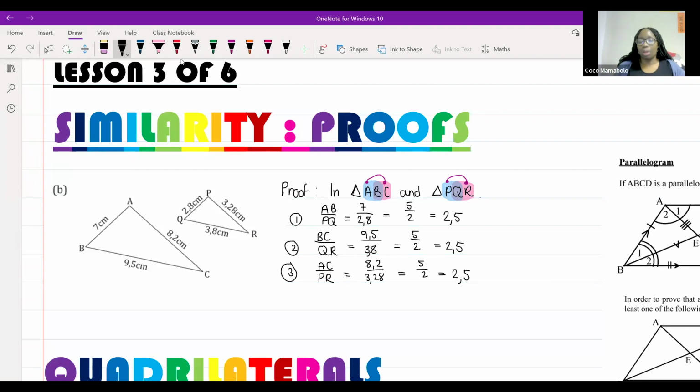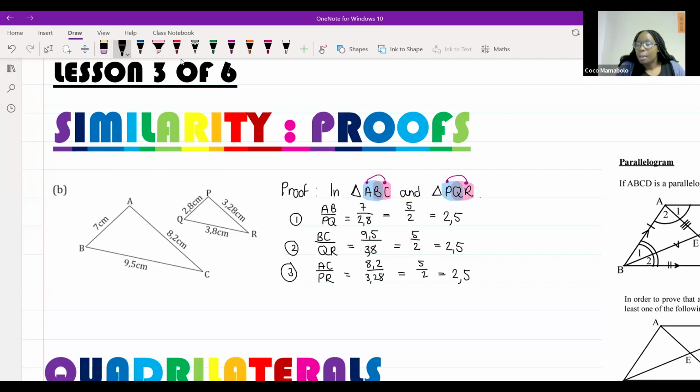All right, so do you guys see how important it is for us to map out our triangle properly? Because I can guarantee you, if I had said in triangle ABC, and then over here I decided to go triangle QRP, I'm telling you now that AB and QR wasn't going to give us the proportion that we wanted. So it's very, very important that we map our triangles out properly.